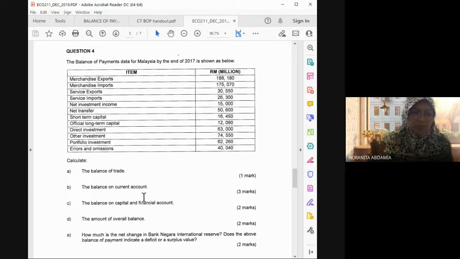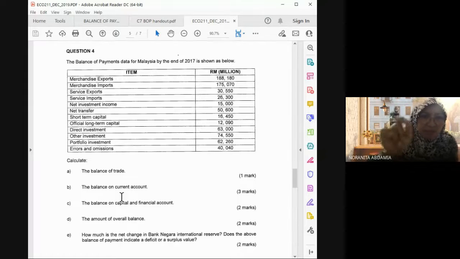So how to answer? What is the systematic way to answer? I prefer if you answer it separately. That means first, you list out the accounts. For example, first trade balance. You already calculated it here, the balance of trade. So is it necessary to show the working again? At part B, no need. So you just take it there. Balance of trade equals, blah blah blah, what's the answer?